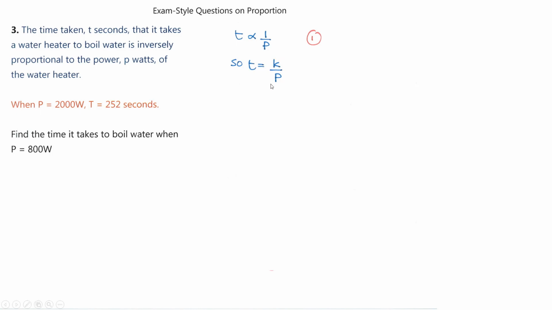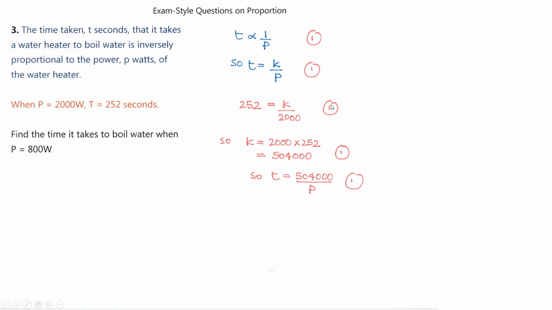So just like before, now we get to this point, the red section, where they give you the p and the t at the same time. So you put this where you see p, and you put this where you see t. Okay? And now you work out what k must be. So we multiply both sides by 2,000, and that gives us that k is 504,000. Pretty big number, but it doesn't matter. So our formula that used to be k divided by p is now 504,000 divided by p. Okay, because we just replaced the k we see here with the number that we've worked out. So this is our formula.